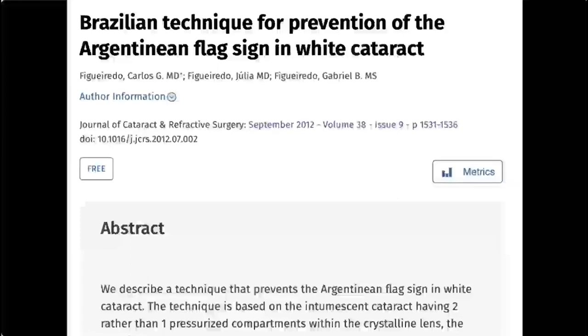This is a study by Figueiredo et al. They advocated the concept of a pressurized intralenticular compartment, saying that there are anterior and posterior pressurized intralenticular compartments. When we puncture the anterior capsule, the intralenticular pressure of the anterior part of the lens becomes equal with that of the anterior chamber.